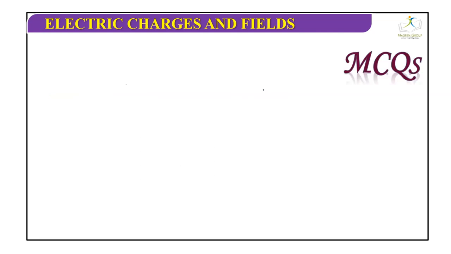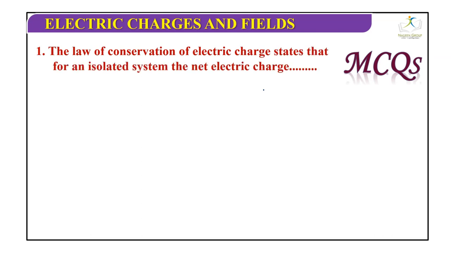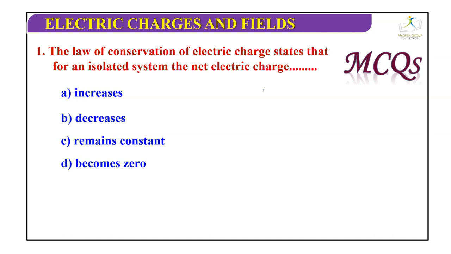Moving ahead, some questions, which are a numerical part of the MCQ. The law of conservation of electric charge states that for an isolated system, the net electric charge: increases, decreases, remains constant, or becomes 0. The correct answer for this question is that it remains constant.